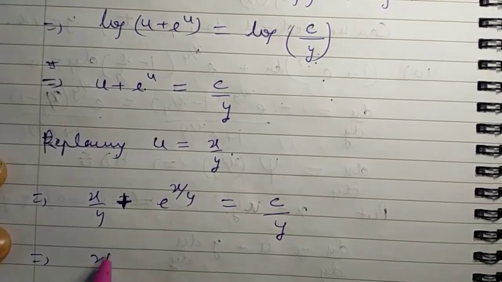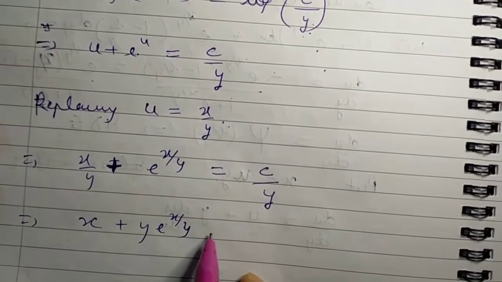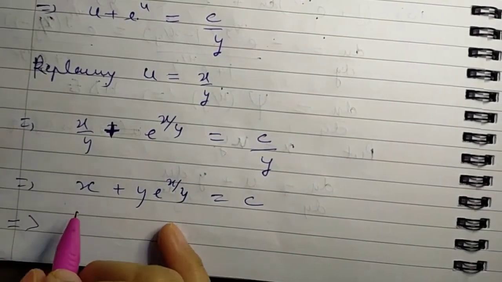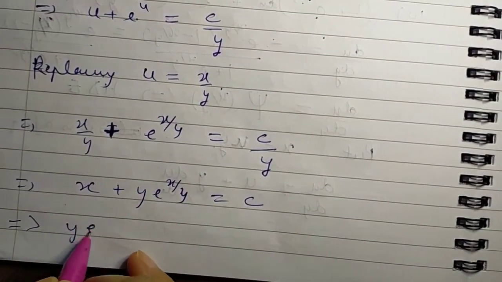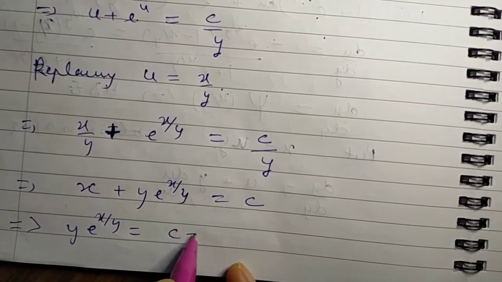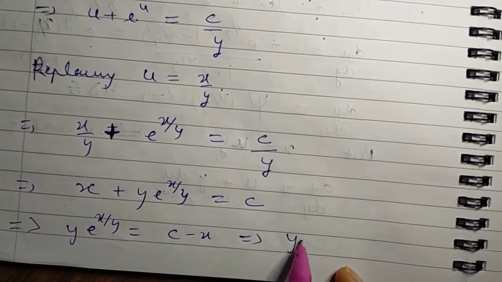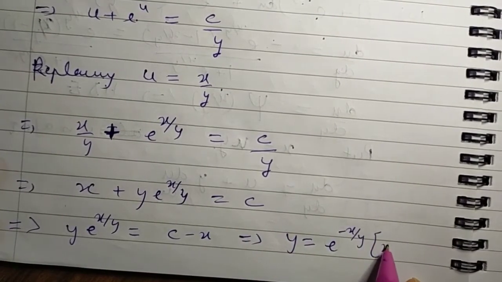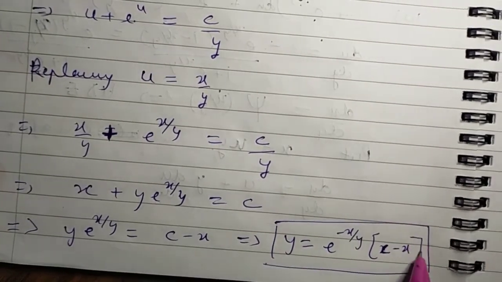So solving we get x plus y e raised to x by y is equal to c, and you can write the answer as y e raised to x by y is equal to c minus x, or it can be solved as y is equal to e raised to minus x by y times (c minus x), which is the answer.